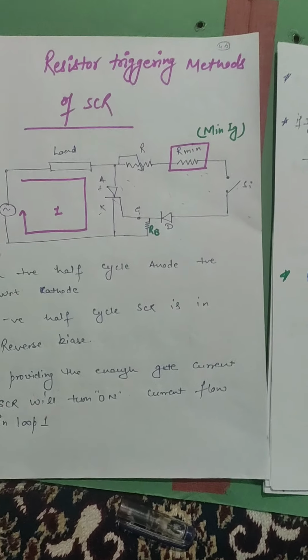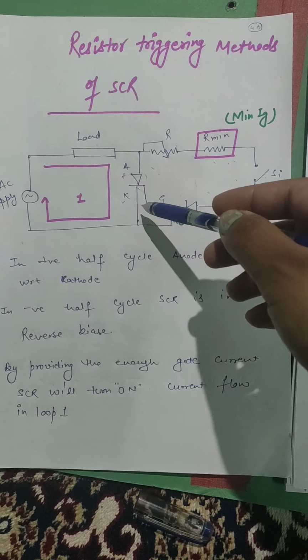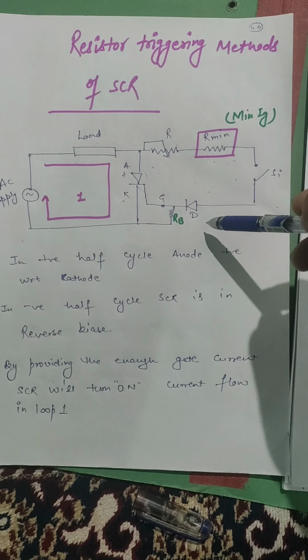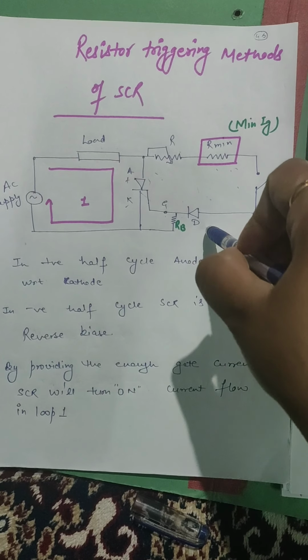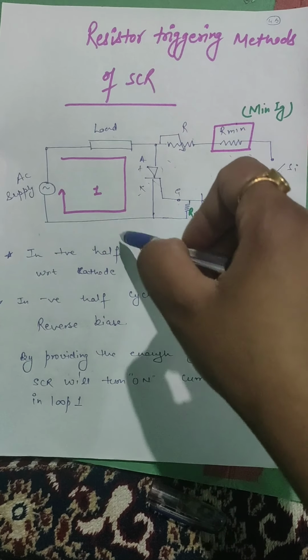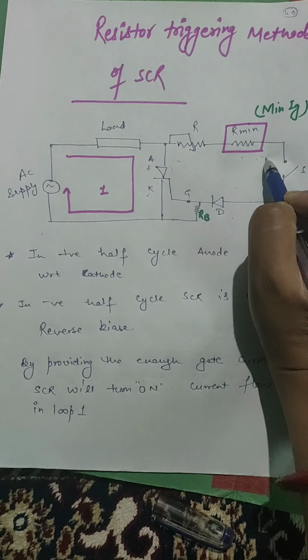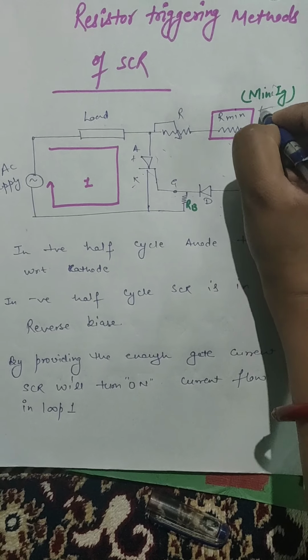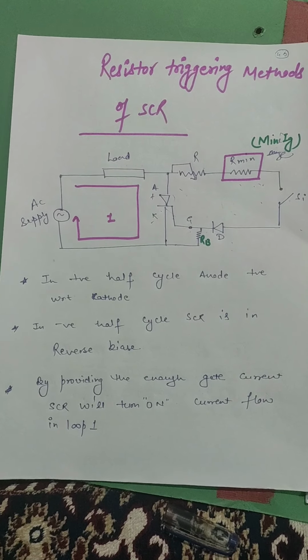Here, if the SCR is off, current will not flow in the circuit. If the gate current increases too much, the SCR will be triggered directly with a high gate current, and then the SCR will be damaged. So R minimum is used to minimize the gate current, so that enough value will be delivered to the gate.